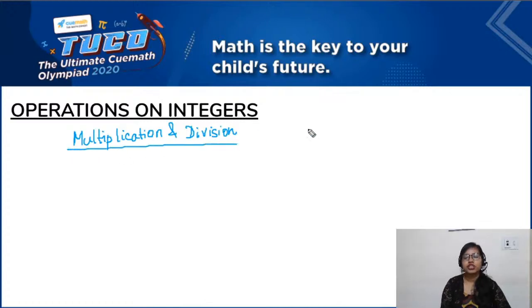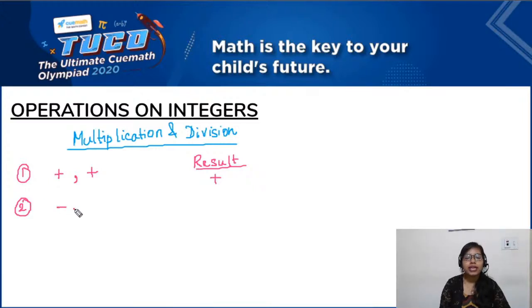So in case of multiplication and division, let's quickly check the first one. The first one is if you have a positive and a positive number being multiplied or divided. The rules apply to both multiplication and division, whatever I'm writing here. So the result will always be a positive number if there are two positive numbers being multiplied.